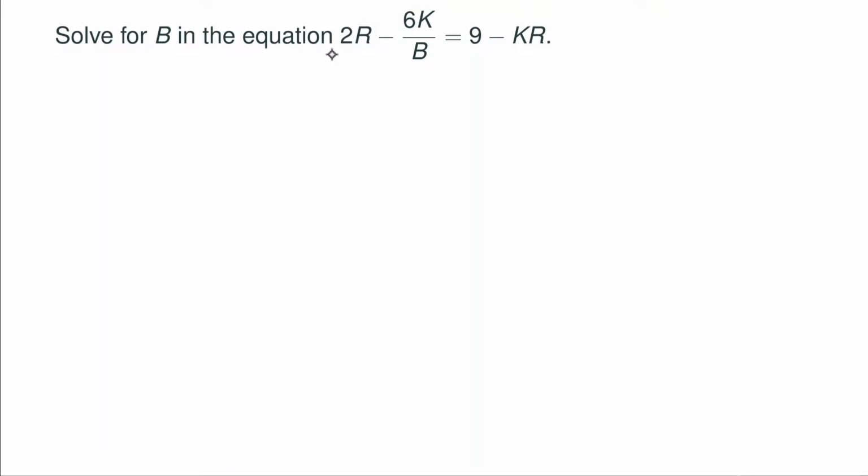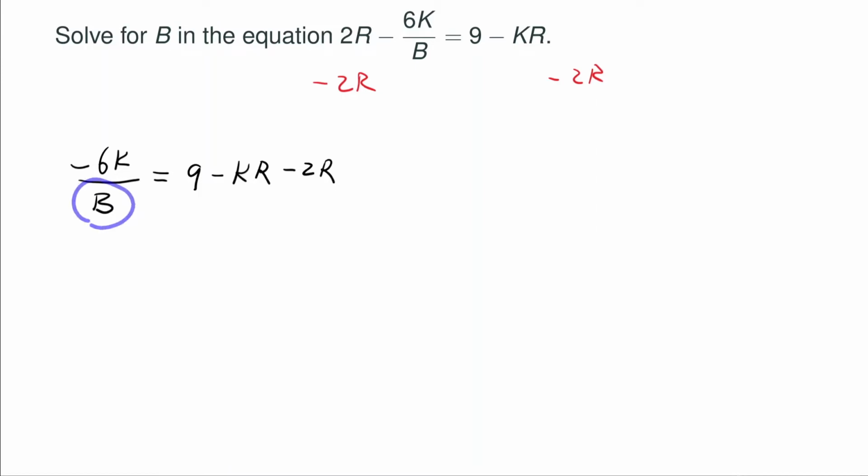So how do we do that? First, we subtract 2r from both sides. Then what we have left is negative 6k over b equals 9 minus kr minus 2r. Now our goal is to isolate b. That means b should be multiplied on both sides.